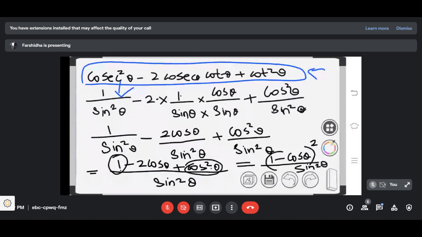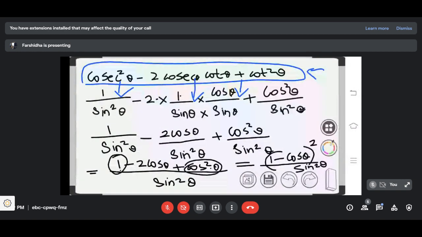1 by sine square theta. Cosec theta we have written as 1 by sine theta, cot theta we have written as cos theta by sin theta. Same way, cot square theta we have written as cos square theta divided by sin square theta. After that, we have written together these three terms as 2 cos theta by sin square theta by multiplying numerators and denominators.